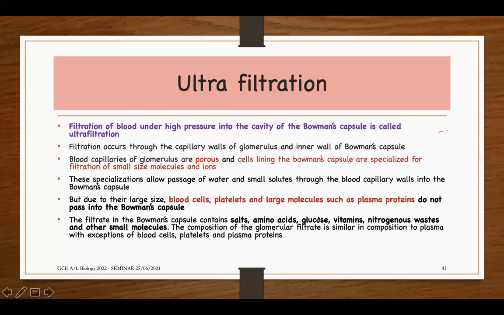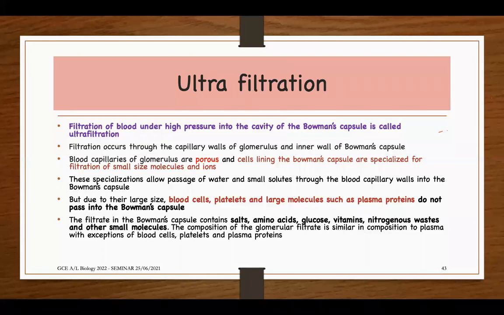These specializations allow passage of water and small solutes through the blood capillary walls into the Bowman's capsule. So from blood, everything except blood cells, platelets, and large molecules like plasma proteins will go into the Bowman's capsule. Remember, three particles will not go into the Bowman's capsule. What are they? Blood cells, platelets, and plasma proteins.